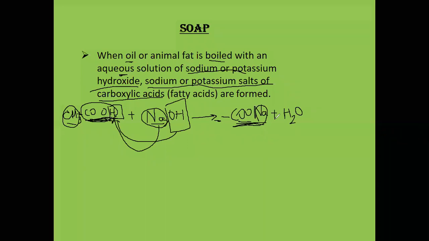This reaction I've given you to have an insight to understand what exactly is the definition. So we say when oils or animal fat is boiled with aqueous solution of sodium or potassium hydroxide, then sodium or potassium salt of carboxylic acids or fatty acids are formed. Yes, H was removed, so I placed Na.